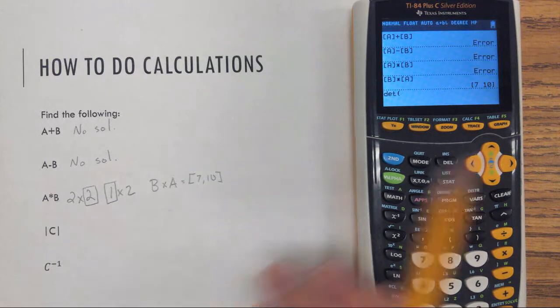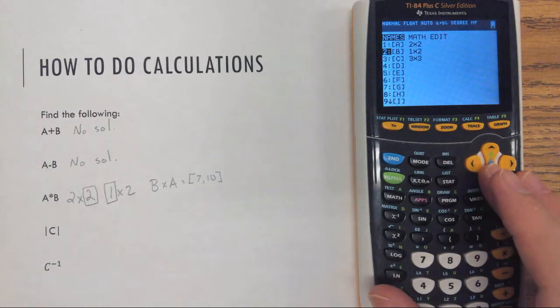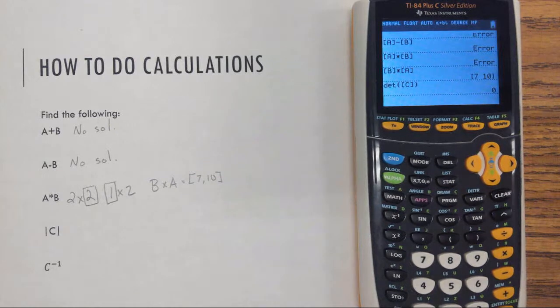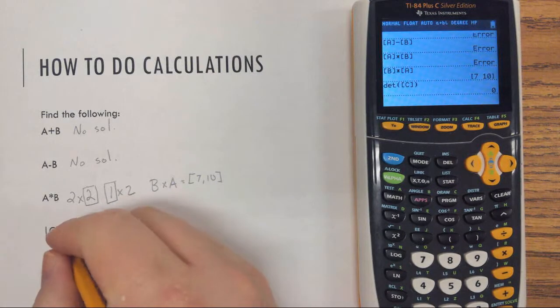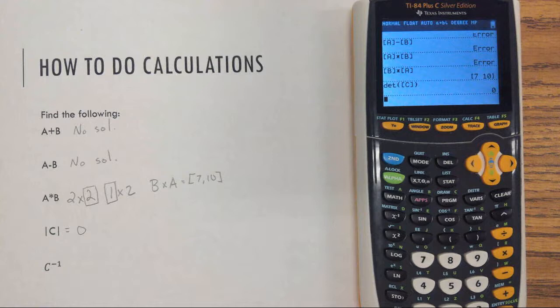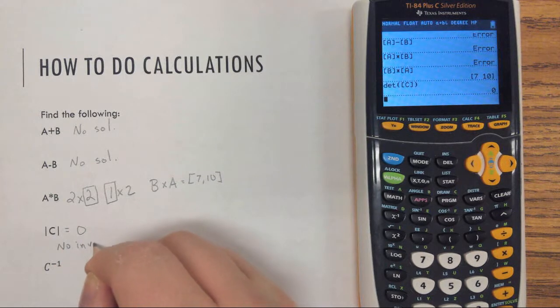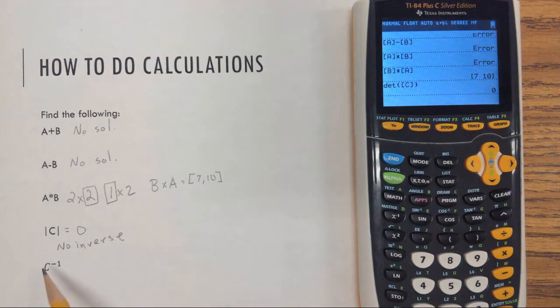So we're going to do the determinant of matrix C. Close our parentheses, hit enter. Look at that. 0. Remember what that means? We get 0 on our determinant. That's right. It means that there is no inverse. No inverse. So I can't even find the inverse of C because it doesn't work. There's not an inverse for it.